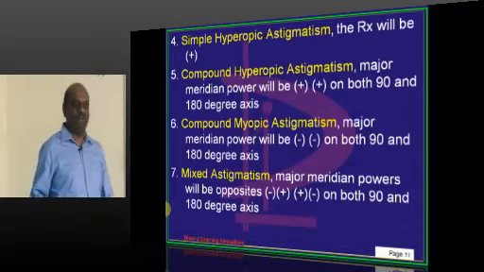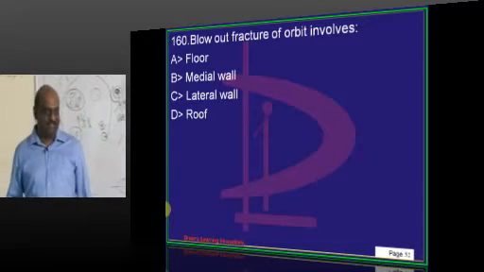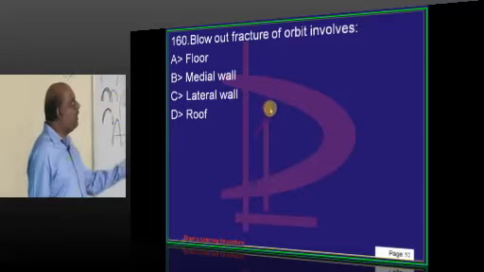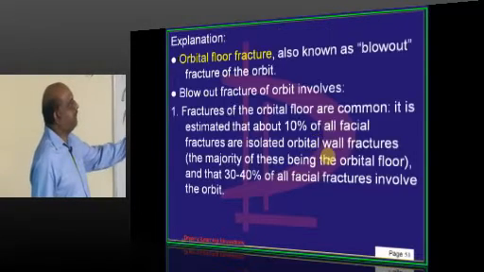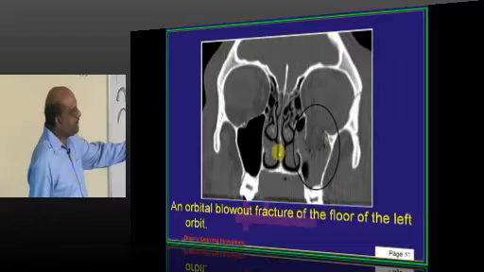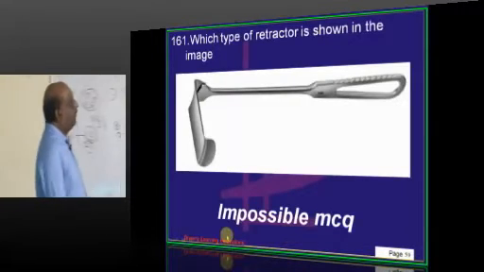Too practical ophthalmology, which we hardly attended, a 15 days posting. Now, blowout fracture of the orbit, all of you know that it is the floor which is being blown out, and a teardrop sign is what you typically see in blowout fracture. What is this type of retractor?